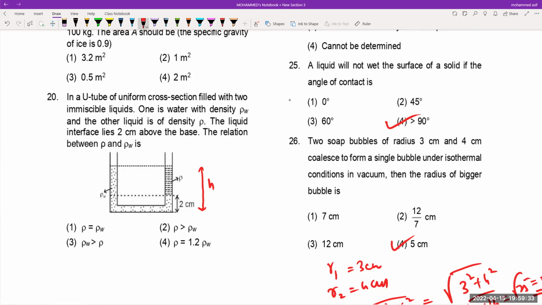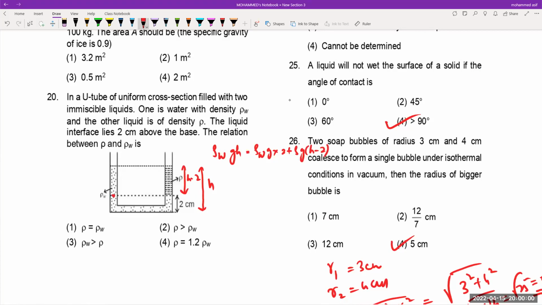The liquid interface lies 2 centimeter above the base. The relation between rho and rho w will be equal to how much? You know that the pressure will be the same, Pascal's law लगा रहे हैं। So density of water into g into h will be equal to density of water at the other surface, यहाँ पर will be equal to density of water into g into 2 plus rho into g into the remaining height, which will be h minus 2, this one.